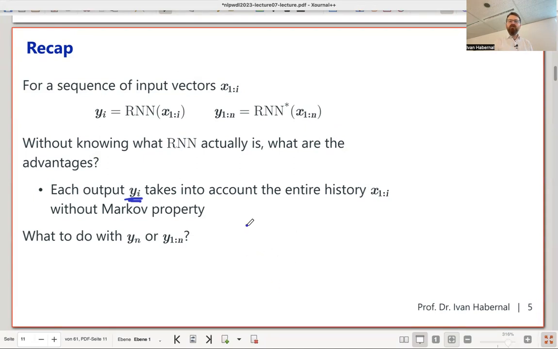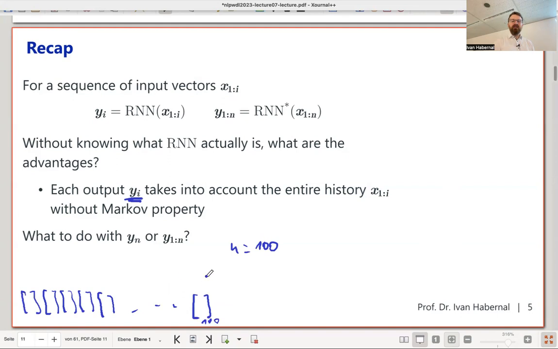Okay, so if I have n equals 100, I have 100 input vectors. Let me just write it here: 1, 2, 3, 4. I'm not going to do 100. Sorry. So it's 100, and then there will be an output vector at position 100. This is going to be Y100, and this is going to be X100. It means the function here takes the entire history. So everything up until here, if I have something like an RNN in the middle and it outputs this vector, the full context will be taken into account.